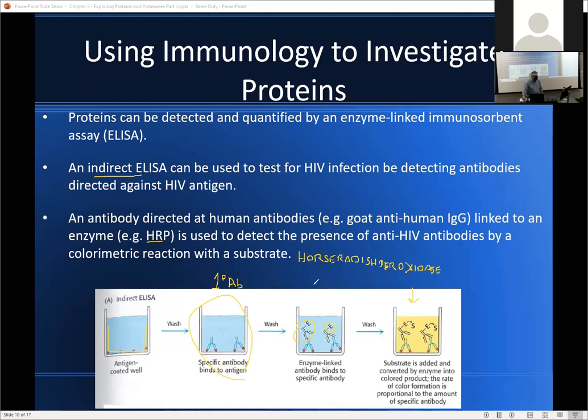Okay, then we incubate with secondary antibody. So the secondary antibody, in this case, is goat anti-human antibody that's conjugated to HRP. Third step, we add a substrate, and the enzyme will convert this substrate into a product that will give us a colorimetric reaction. Is everybody good with indirect ELISA so far? Okay.